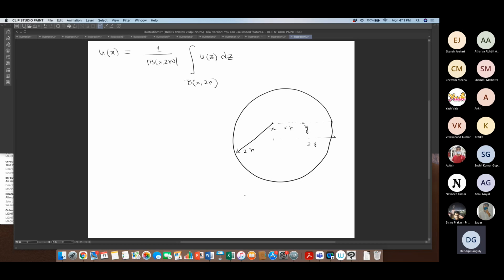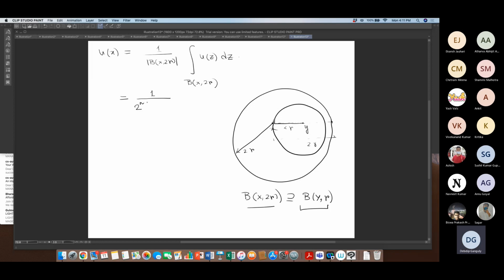Now you just think, is that true? B(x, 2r), and if I take the ball centered at y with radius r, is B(y, r) contained in B(x, 2r)? Yes or no? Yes. Because the distance between y and x is less than r, if you draw a ball, this ball B(y, r) should be contained in B(x, 2r). Okay, the triviality.